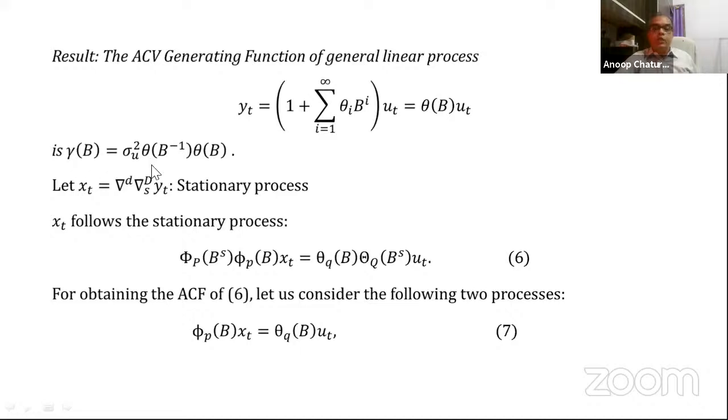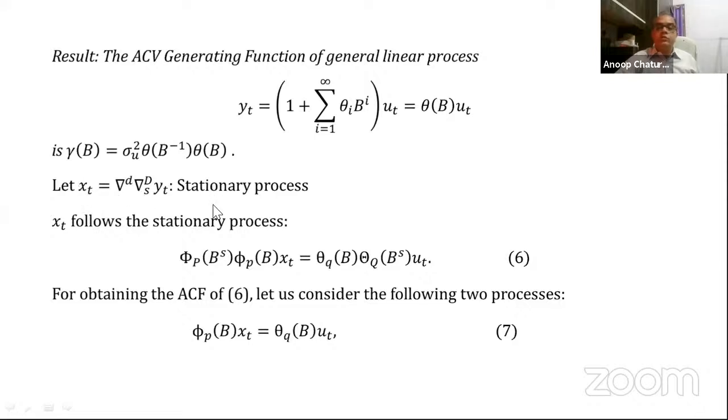Now from this autocovariance generating function, how to get the different autocovariances? The procedure is very simple. Now this is a polynomial in B inverse. This is a polynomial in B. You multiply both the polynomials. Then first you collect the coefficients of say B to the power 0. That will give you gamma 0, means the variance of Yt. You collect the coefficients of B, that will give you gamma 1. Collect the coefficients of B square, that will give you gamma 2, and so on. So finally, if you collect the coefficients of B to the power k, that will give you gamma k.